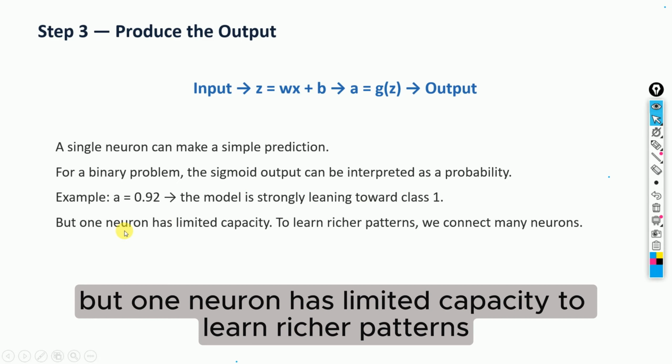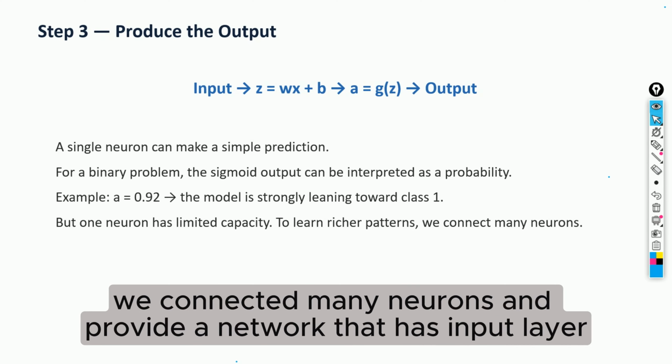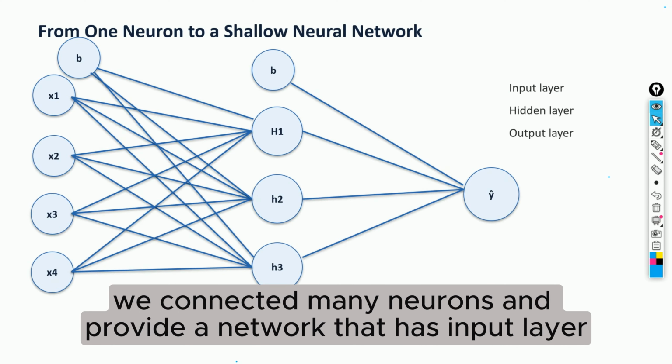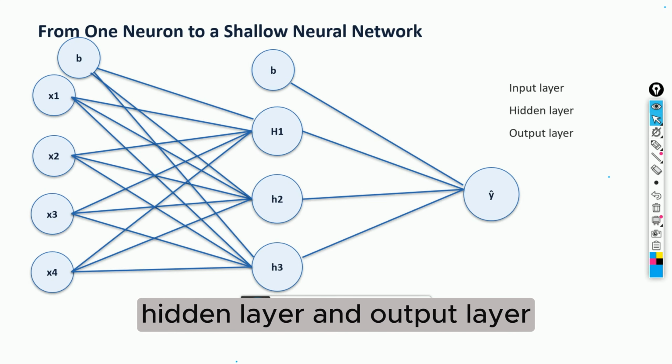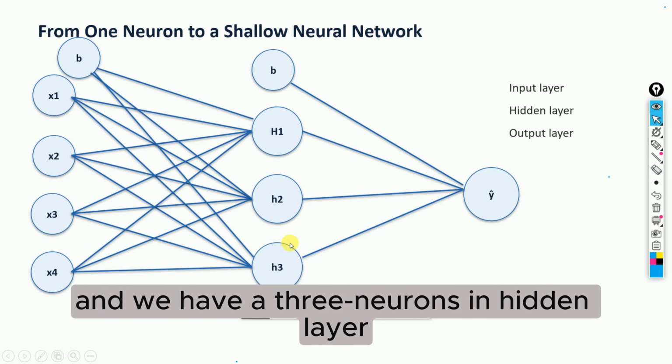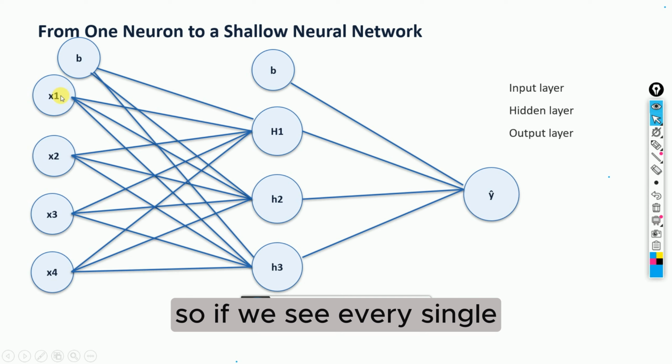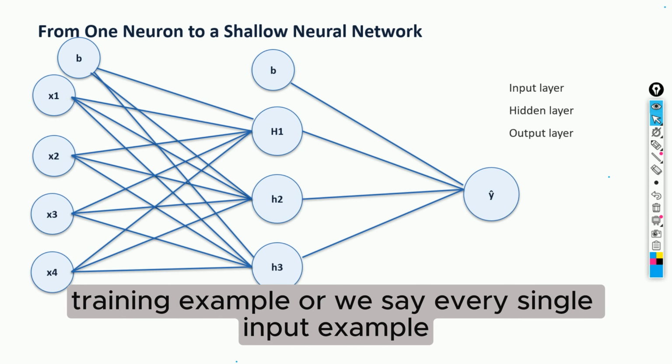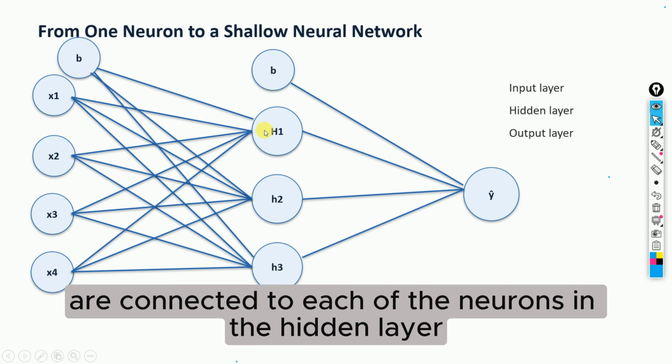But one neuron has limited capacity to learn richer patterns. So we connect many neurons and create a network that has an input layer, hidden layer, and output layer. If you see here, we have four inputs, and we have three neurons in the hidden layer. Every single input example is connected to each of the neurons in the hidden layer.